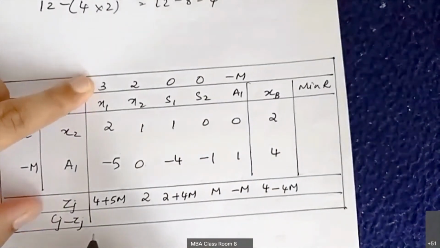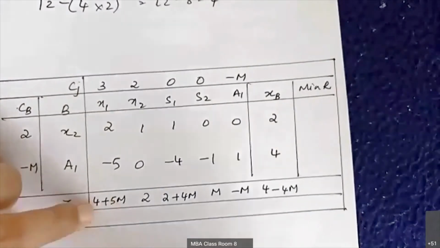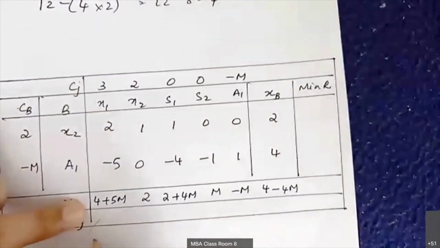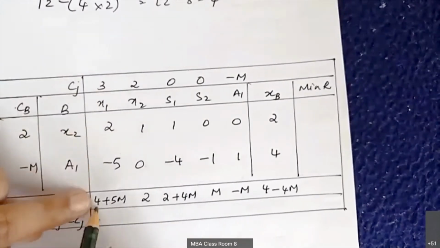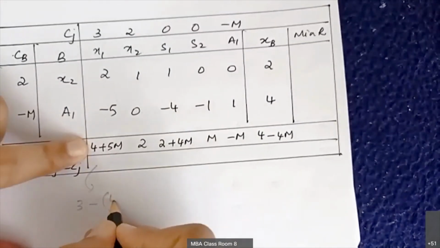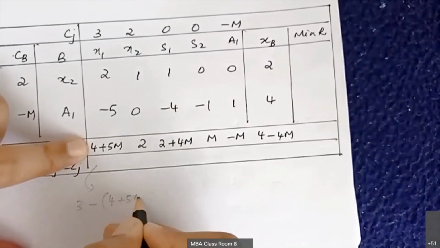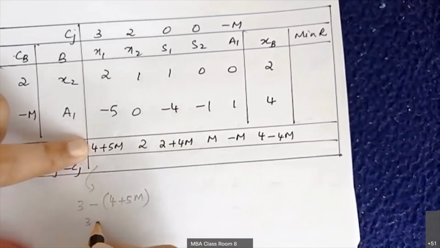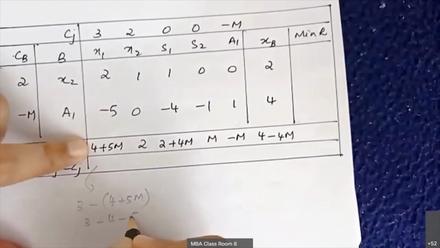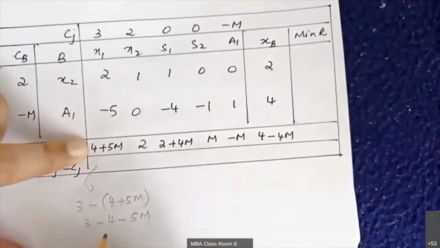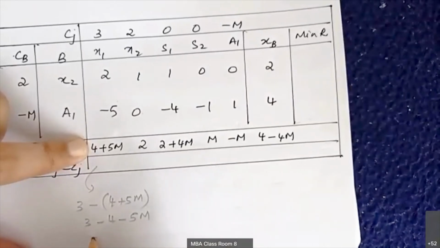We'll calculate Cj minus Zj. Cj is 3, minus 4, minus 5m. So how will you write it? See, 3, this 3. Okay, 3 minus the Zj value, which is this one, 3 minus (4 plus 5m). Which is 3 minus, this minus will go here, again this minus will go here, 5m. Okay, 3 minus 4 is minus 1.